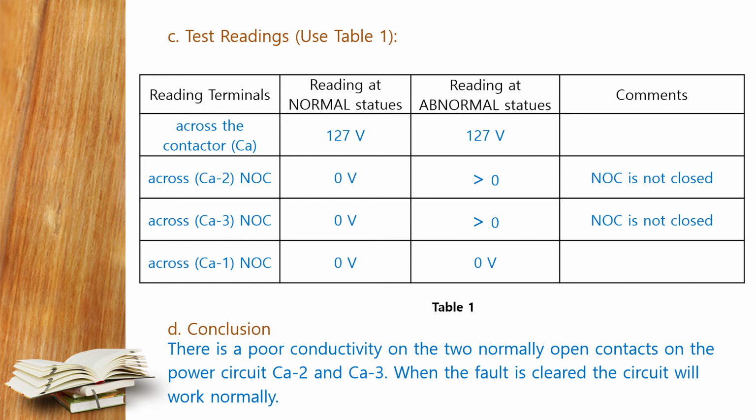Let us take one more reading across the normally open contact of CA2 and see the result. The result for this contact when it is energized should be 0 volt. When we find it more than 0 volt, it means that this contact did not close. We will take one more reading across CA3. If we find it more than 0 volt, again it means that the contact did not close.